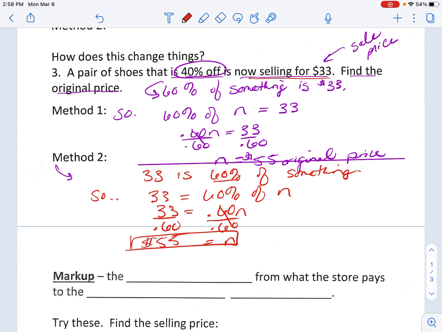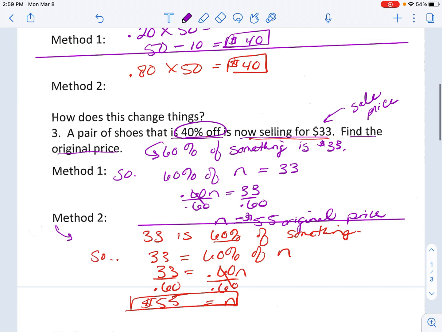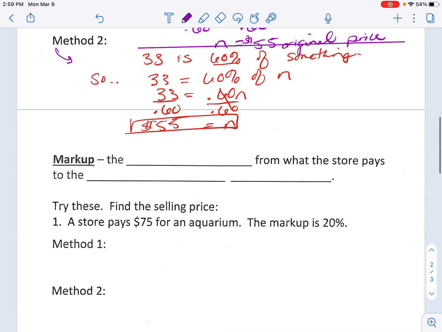Either way you want to think of it will work. Just show me your thought process. Okay, so those are discounts. Now we're going to talk about markups. So stores obviously mark things up so they can make a profit, okay? They have to increase the amount so that they make money and can stay in business. So the markup is the increase from what the store pays to the selling price.